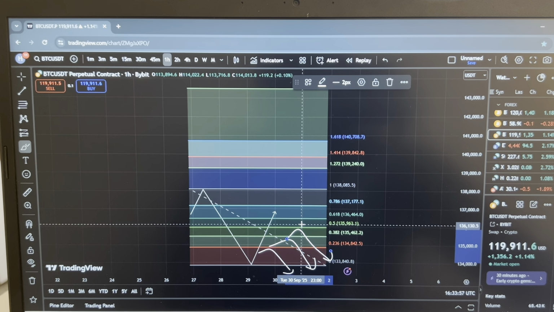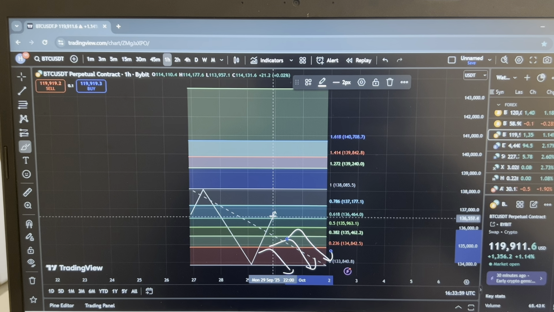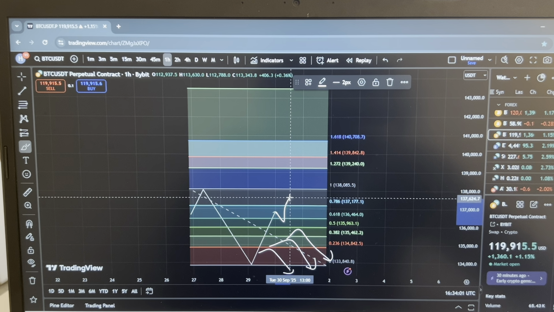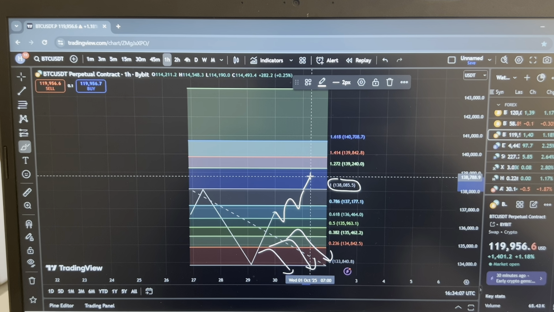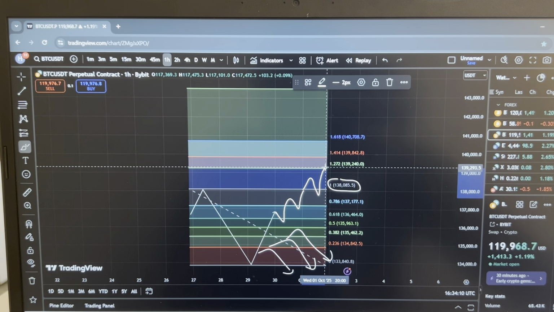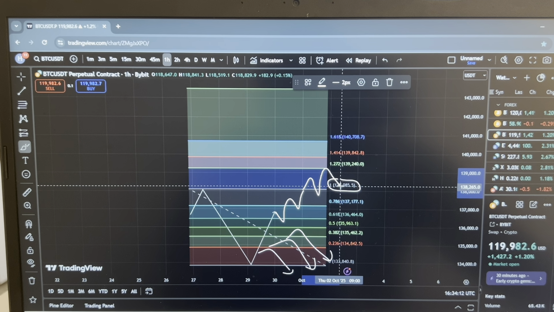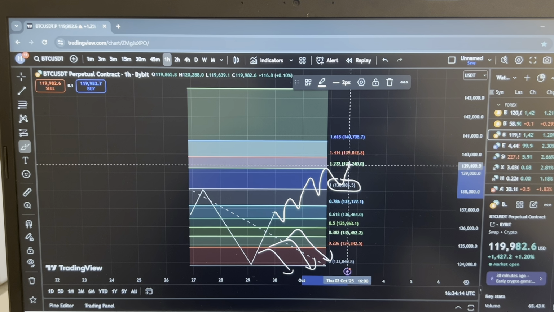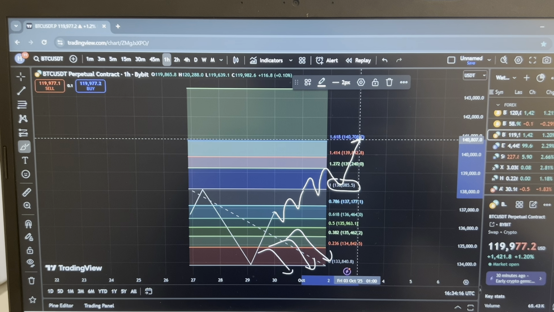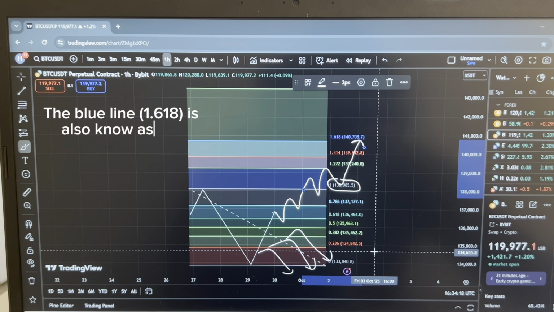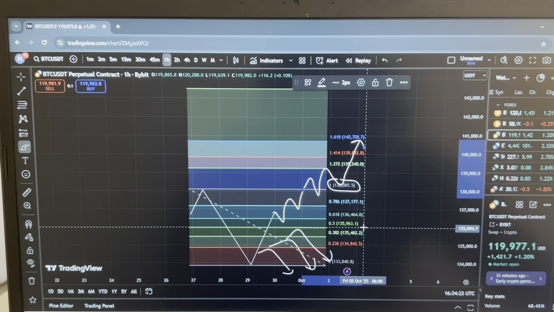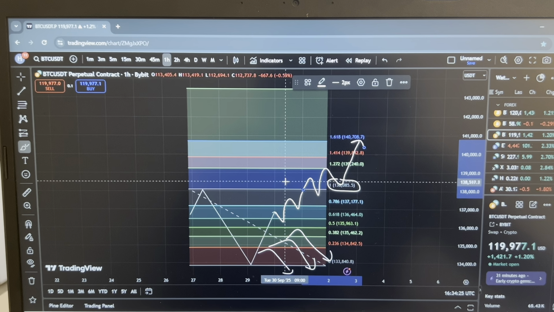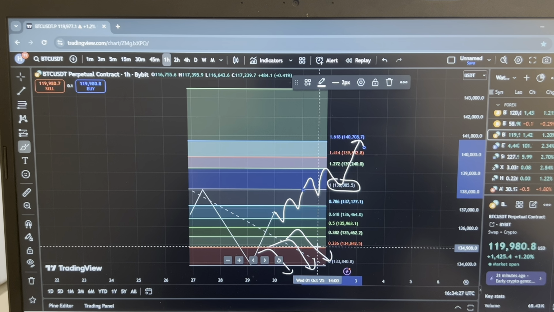But here's the interesting part. If the market keeps on coming up and it breaks this number one level and makes a closed candle, it's definitely gonna go up to this blue line. That's why I told you that it's actually important. This is important information regarding the Fib tool.